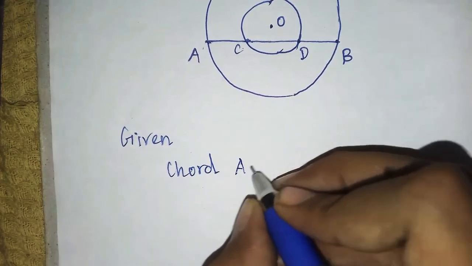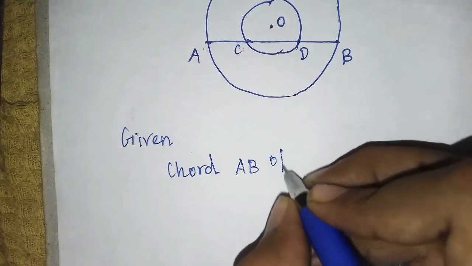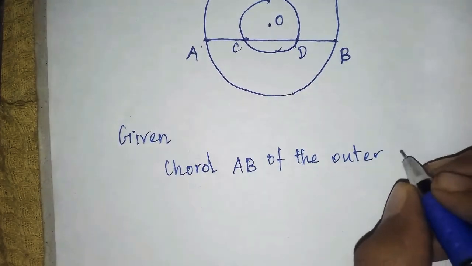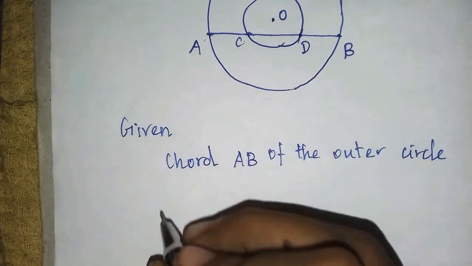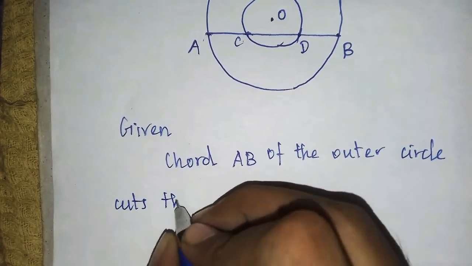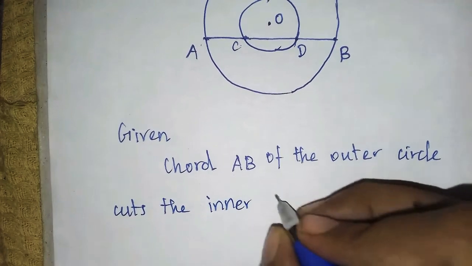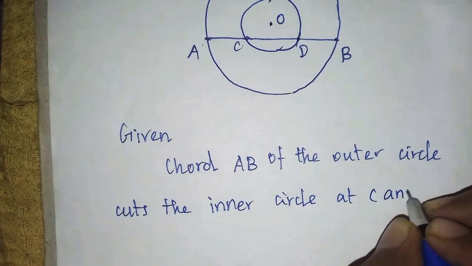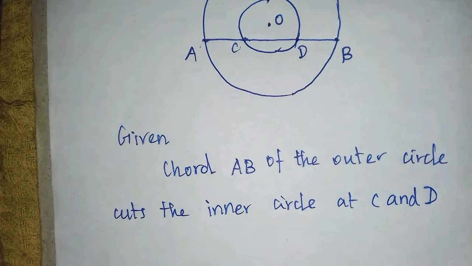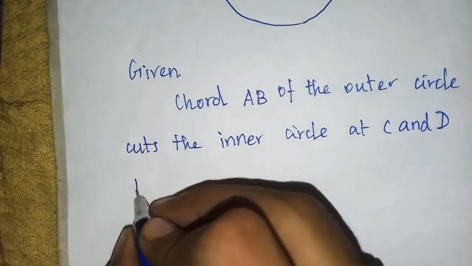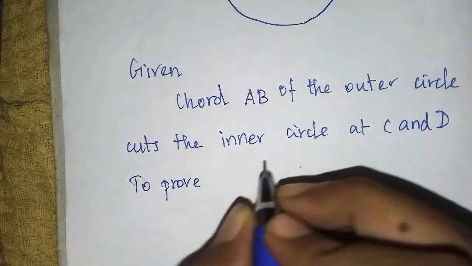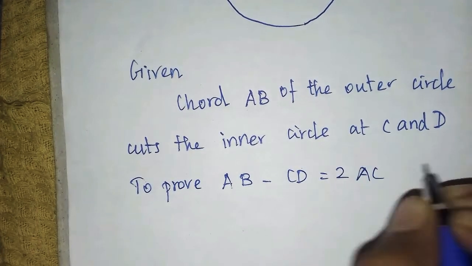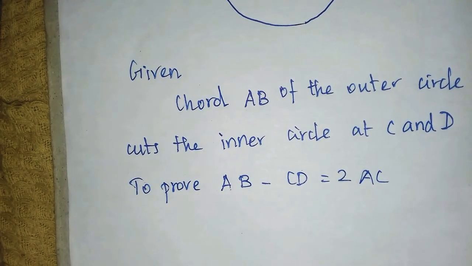Chord AB of the outer circle cuts the inner circle at C and D. This is given, and what do we have to prove? AB minus CD is equal to 2AC. This should be found out by us.